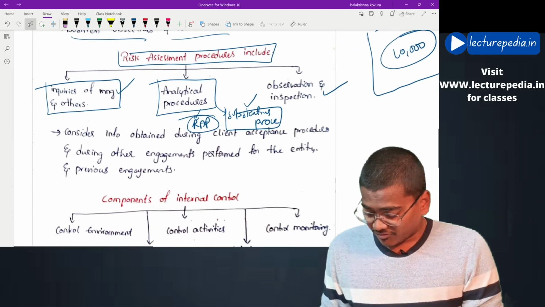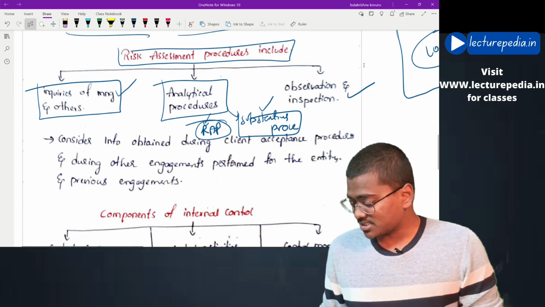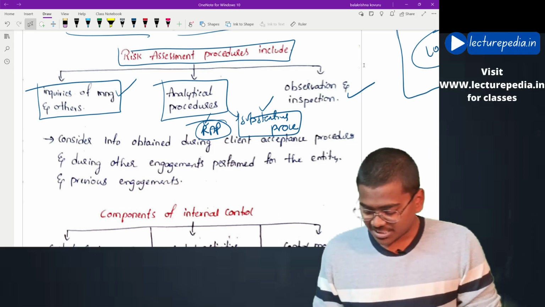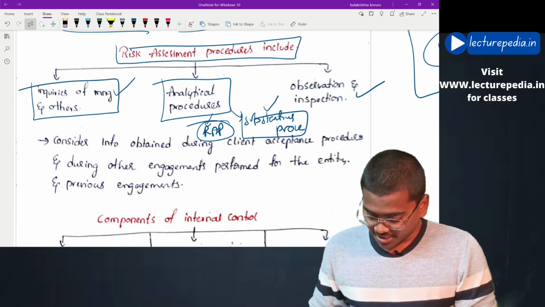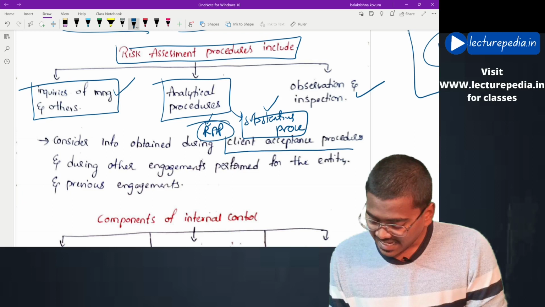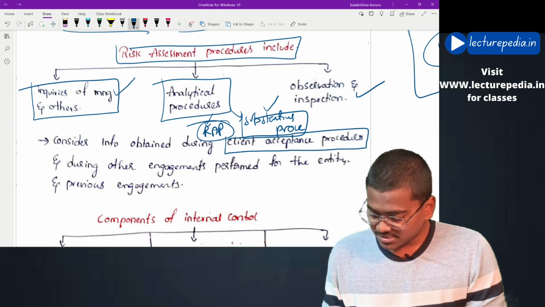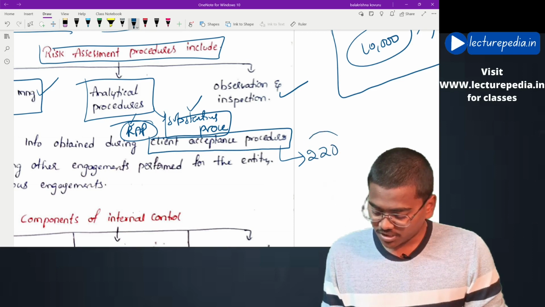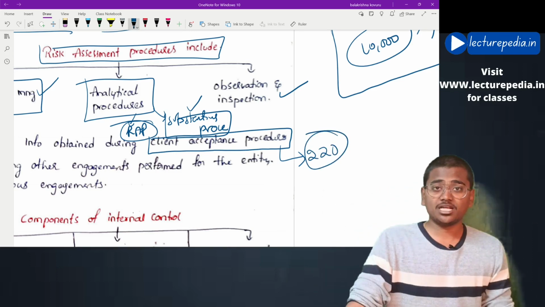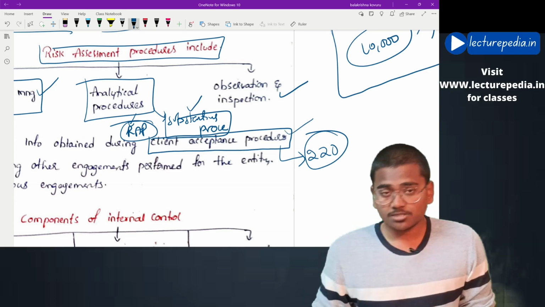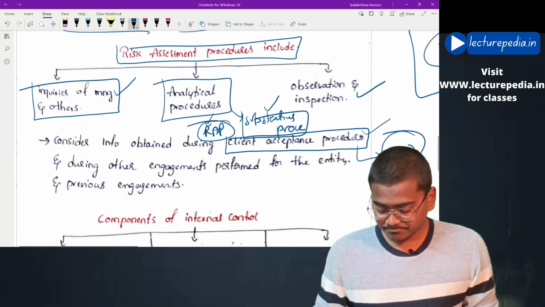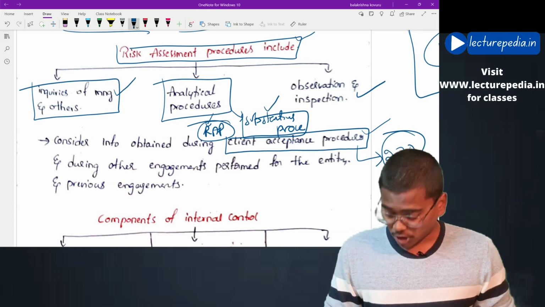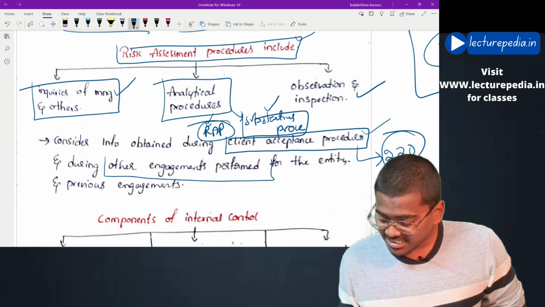And also, while performing these risk assessment procedures, the auditor should also consider the information that has been obtained during the client acceptance procedure. This client acceptance procedure will be conducted by the auditor as per SA 220. Information obtained during these procedures should also be used during risk assessment procedures, and also information that the auditor has obtained during other engagements performed.